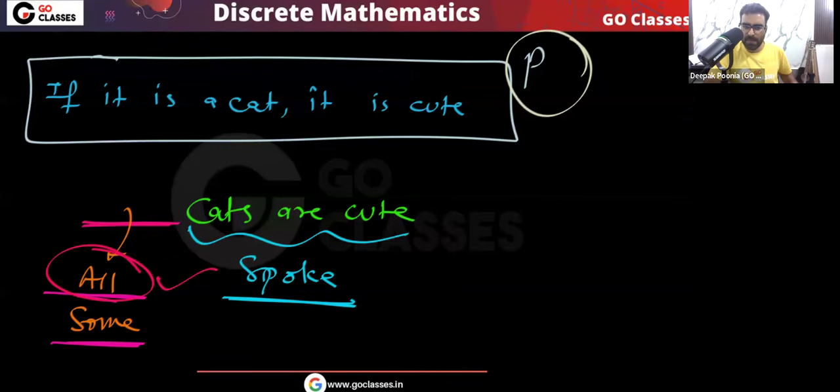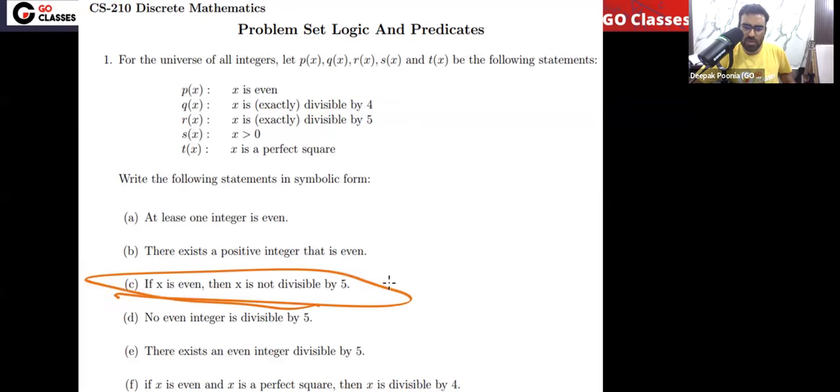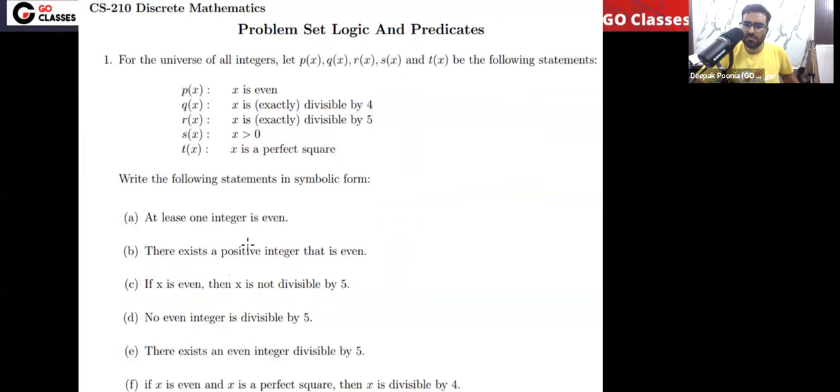That is implicit. So here also it is very intuitive that if you read this statement C, it is saying if x is even, then x is not divisible by 5. It simply means we are talking about all the x. Basically, for all the integers, we are saying that if it is even, then it is not divisible by 5. This claim we are making can be a false claim or a true claim. We don't care about the truth value of this claim. We just need to convert this claim into a first order logic expression.